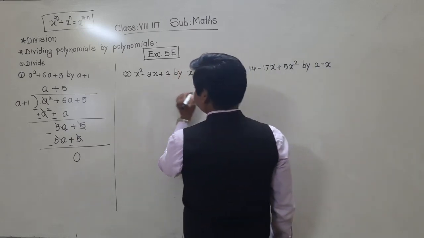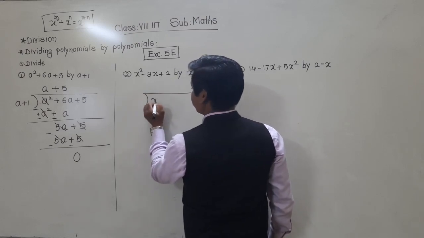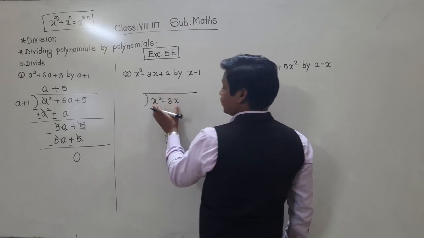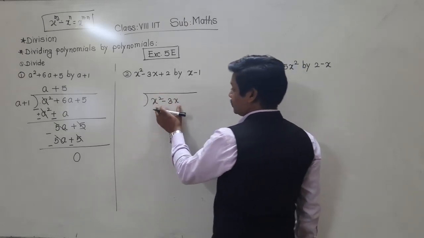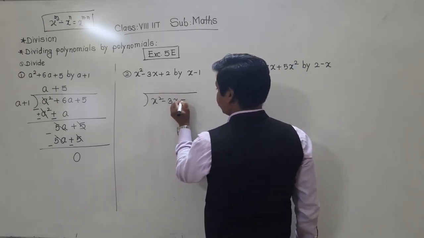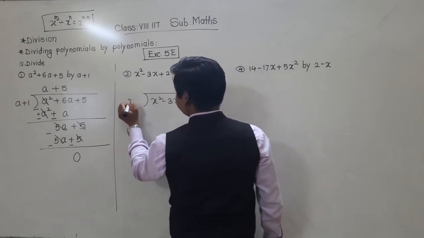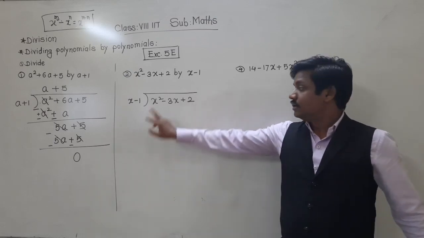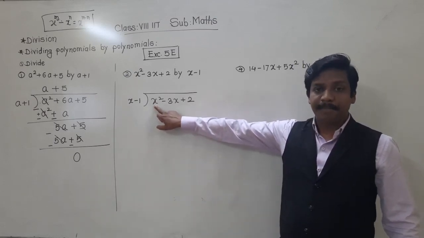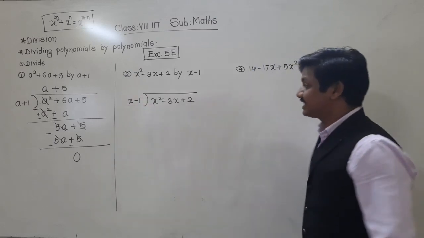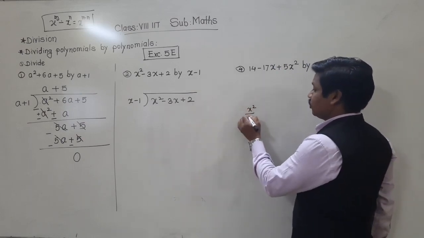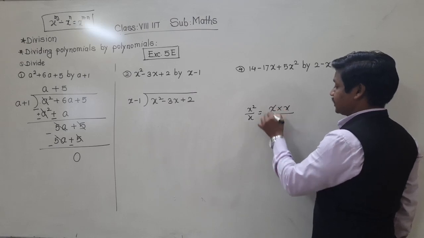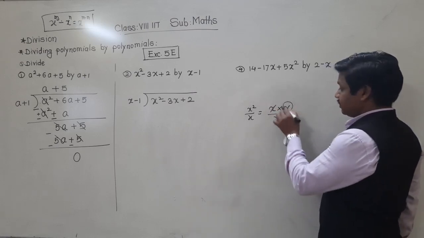So let us arrange them in this way. x square minus 3x. Make sure that the dividend which you are writing here should be in the descending order of exponents of the variable. Okay. Now what is the first step? Divide the first term by the first term of the divisor, that is x square upon x. So x square means x into x upon x. So this x will get cut, remain 1x.